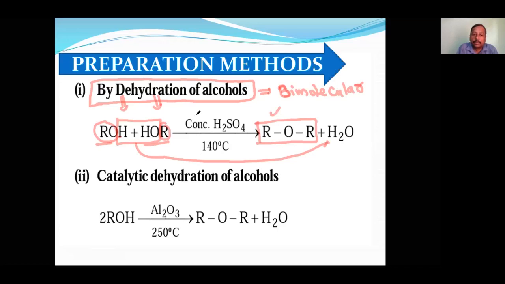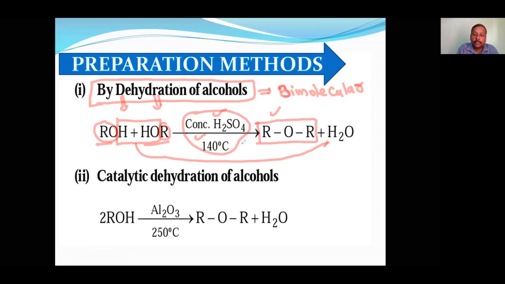Understood? But here these two things are very, very important. Who will do all this job of removing the water? Concentrated sulfuric acid will do our job. But temperature is also very important. We have to maintain 140 degrees Celsius. If we use the sulfuric acid, when two molecules of alcohol undergo dehydration in presence of concentrated sulfuric acid, we have to maintain 140 degrees Celsius, where two molecules will lose only one water molecule.